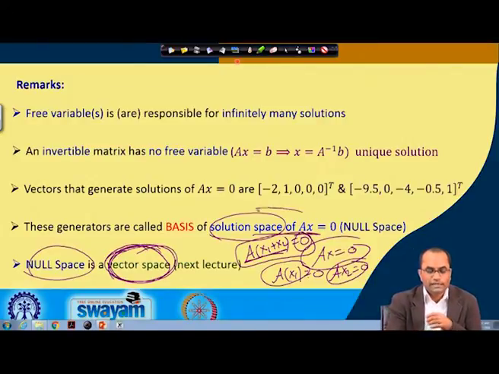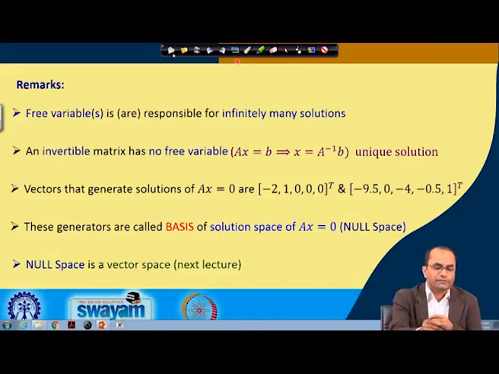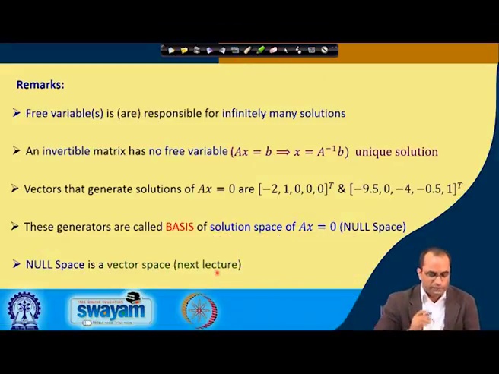So, this solution set of Ax is equal to 0 has some nice properties, like if you add any two solutions, that will also be a solution, or if you multiply a solution by a number, that will also be a solution. So, there are many other properties which a vector space has. That we will discuss exactly in the next lecture.